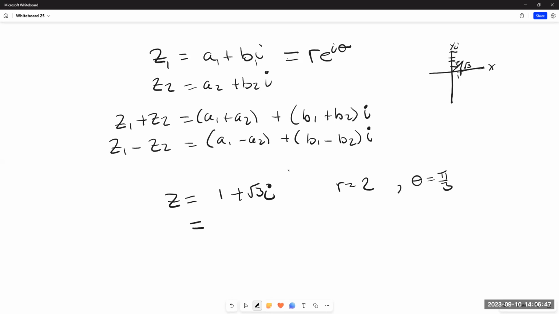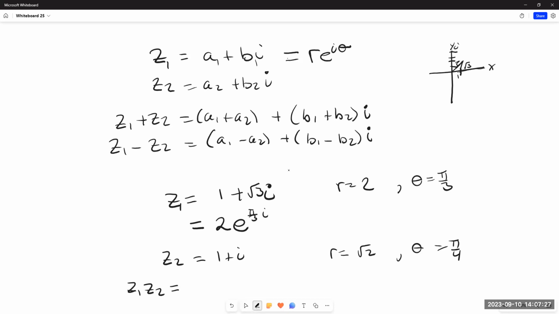So I can rewrite that complex number as 2e to the i times theta. So I'm going to just switch the order there, pi over 3 i. Why would I want to do that? Because let's say that I had another one that was, say, 1 plus i. And I know that by the Pythagorean theorem, that's got a radius of square root of 2, and the angle is pi over 4. Now let's say I wanted to find z1 times z2.